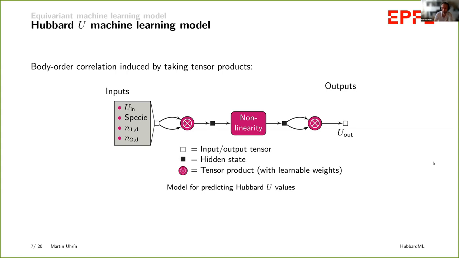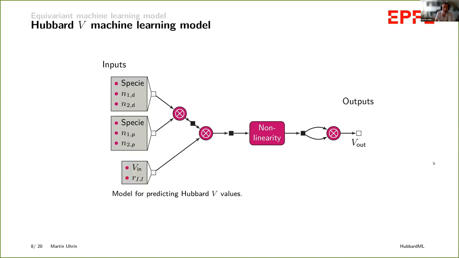And the V model is just a little bit more complicated because now we have two sites to worry about, and of course the edge between them, which encodes the distance, and carries the V value itself, the guess V value.